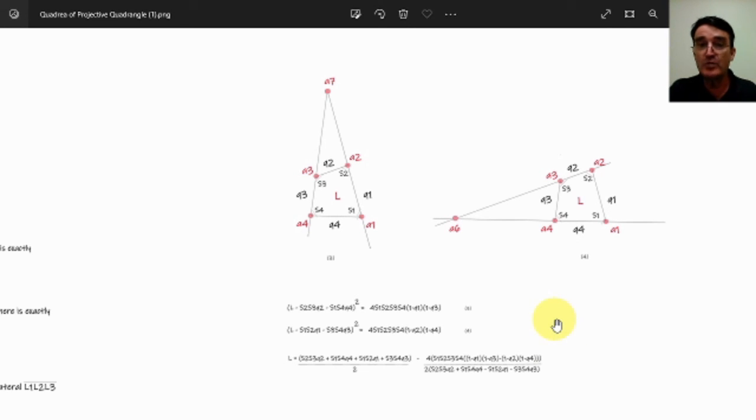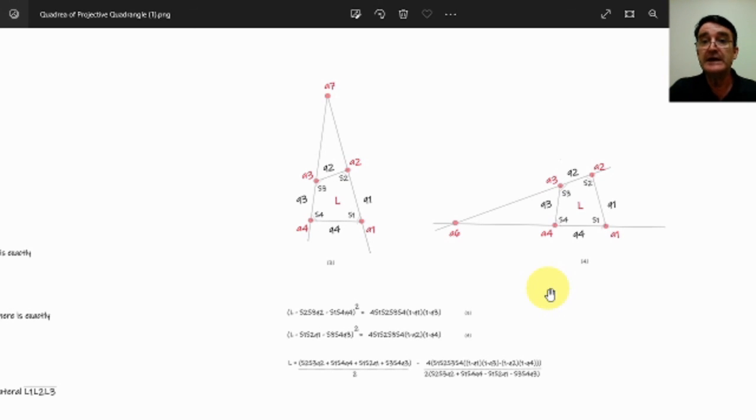Okay, so we have given the formulas for the quadria of the projective quadrangle and the quadreal of the projective quadrilateral, and we have also shown what the triangulations are that go with those formulas.